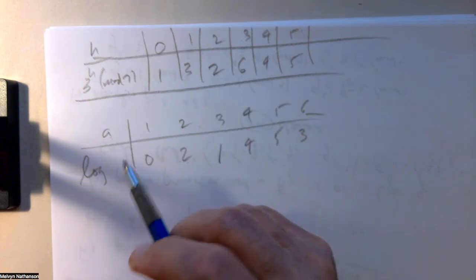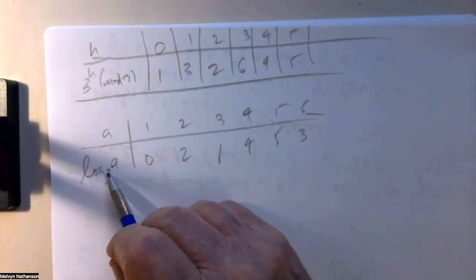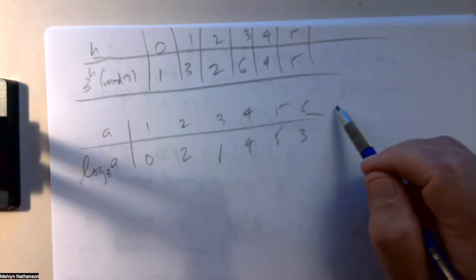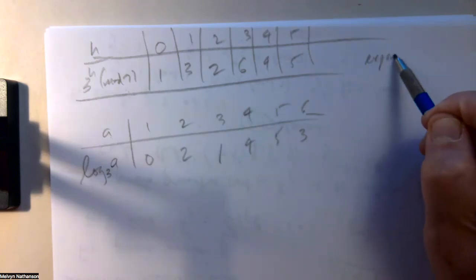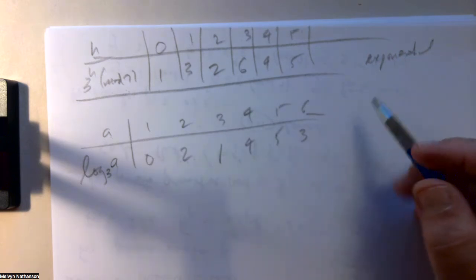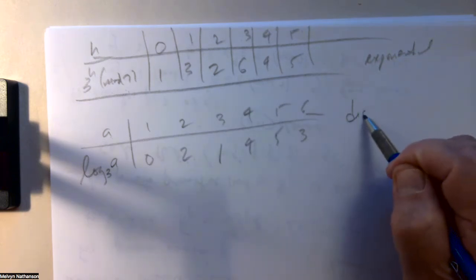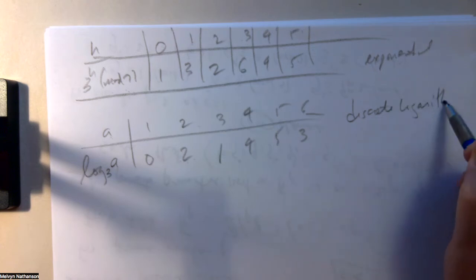And that's exactly what we mean by a logarithm. So this would be the logarithm of A, the base 3, mod 7. And so this is exponentiation, and this is taking a logarithm. This is what is called the discrete logarithm.